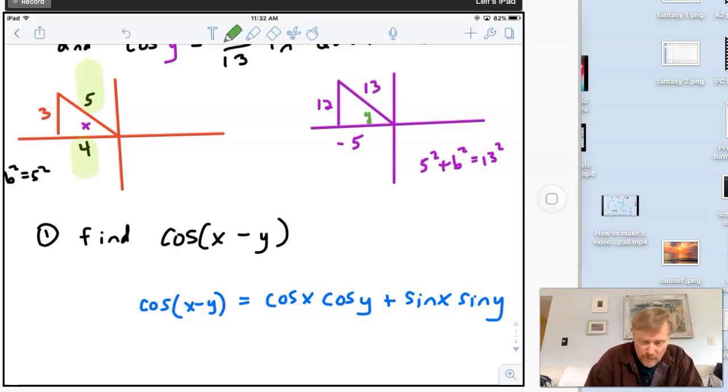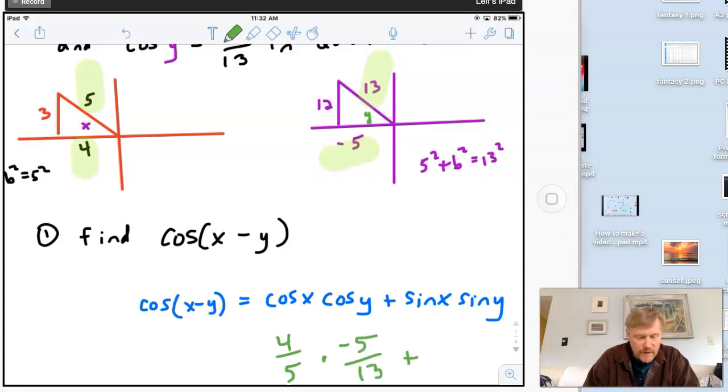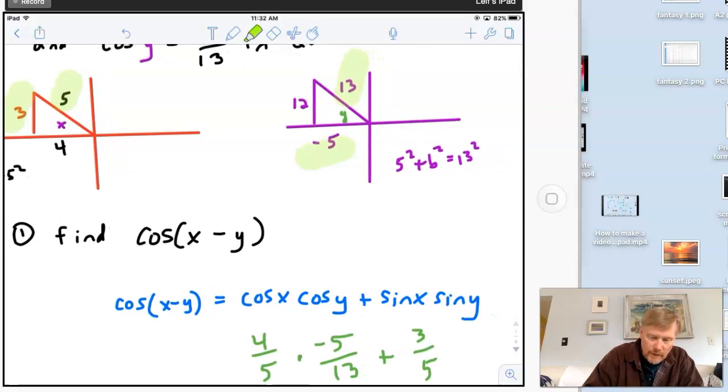That gives me 4/5. Next, what's the cosine of y? Cosine of y is negative 5/13. Adjacent over hypotenuse, right? Negative 5/13. Sine of x. Sine is opposite over hypotenuse, which is 3/5. And sine of y. Y is over here, so opposite over hypotenuse is 12/13.